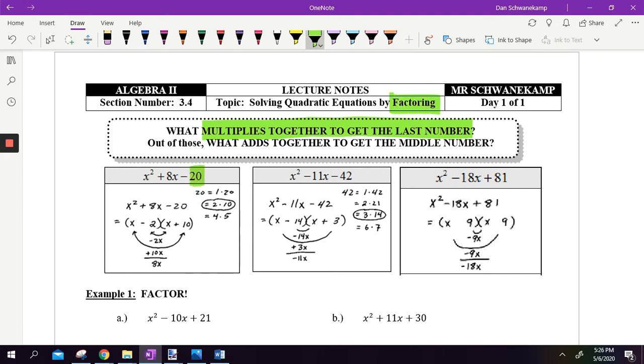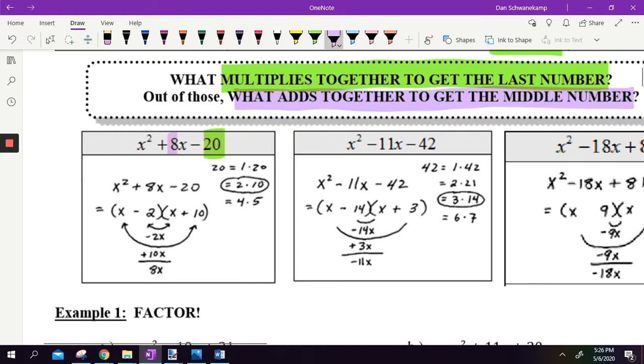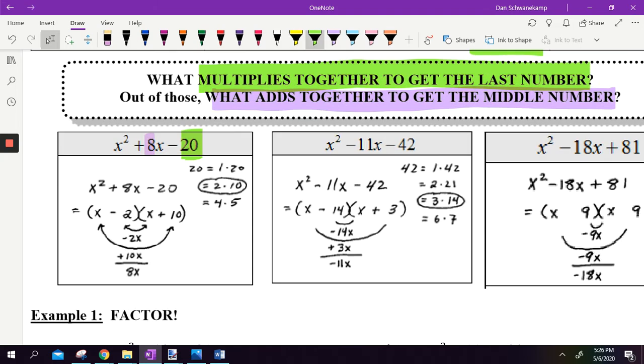What two numbers multiply together to get 20? And out of those combinations, which of those are going to add together to get the middle number, to get our b value, to get 8? All right, so what numbers multiply together to get 20? Well, what options do we have? We have 1 times 20. We've got 2 times 10. We've got 4 times 5. All right, all of those work. Our decision then is, once we've decided those are our numbers, which of those numbers is either going to add or subtract to get 8?